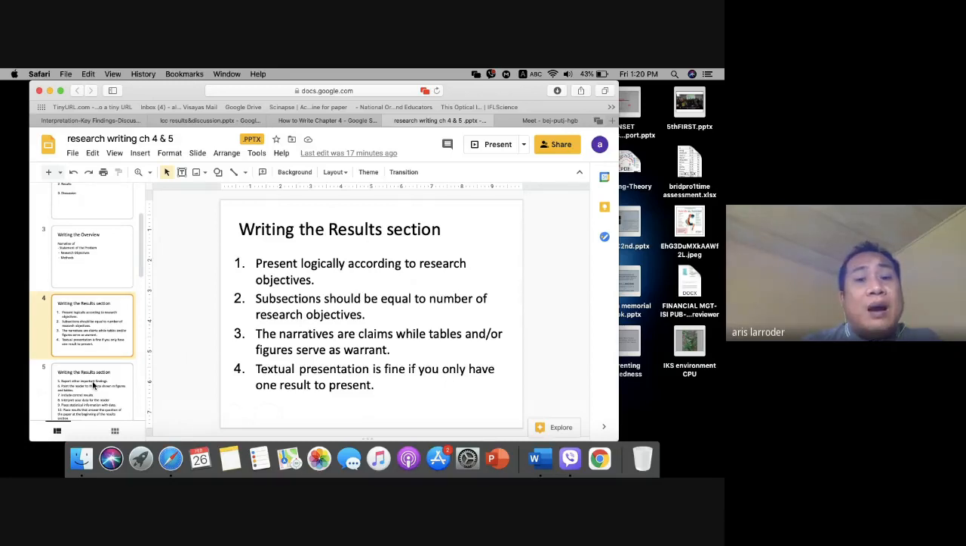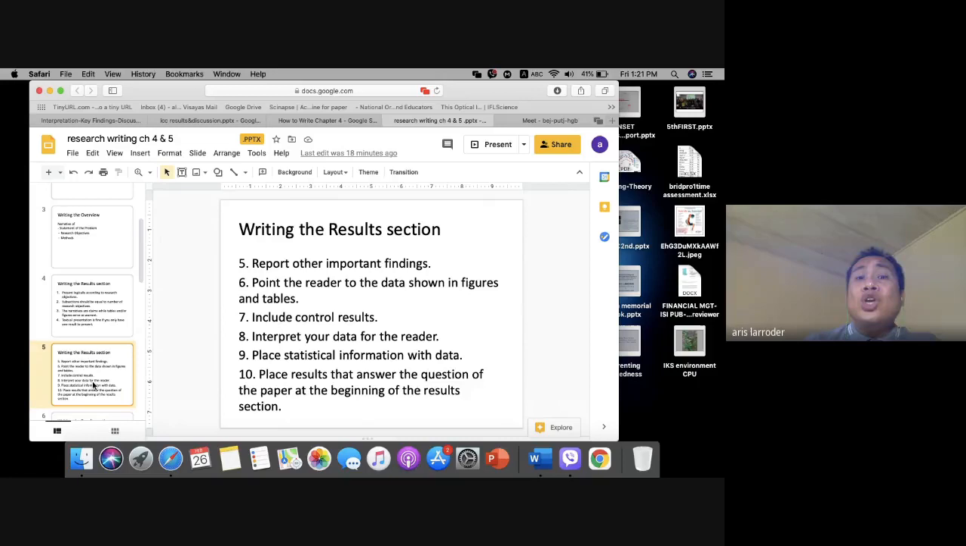If the result is only one or uniform, then you don't have to present them in a table or in a figure. Textual presentation is all right. Then you also have to report other important findings. If ever you use this scheme of presenting your results, there might be other results that you need to present to the readers. And then you have to point the reader to the data shown in figures and/or the tables.